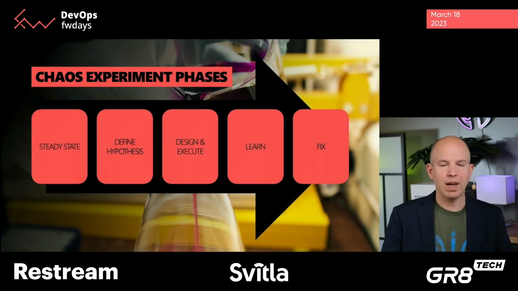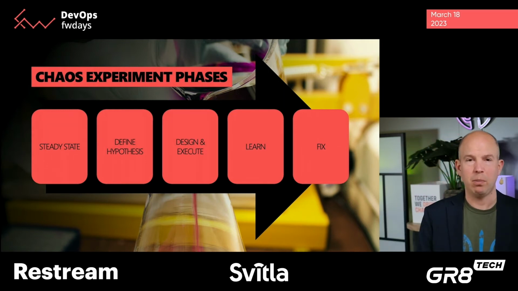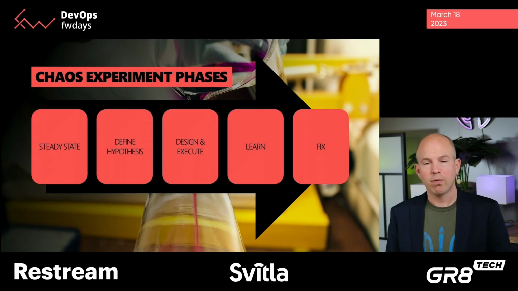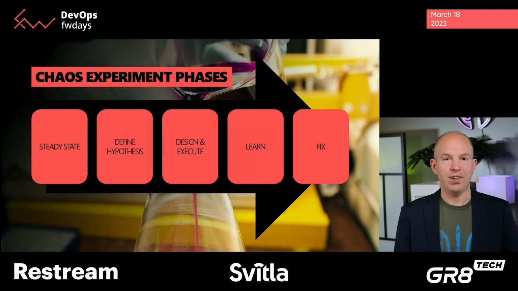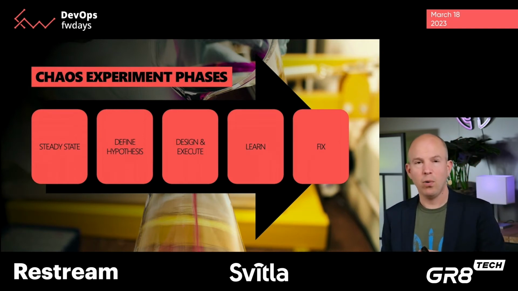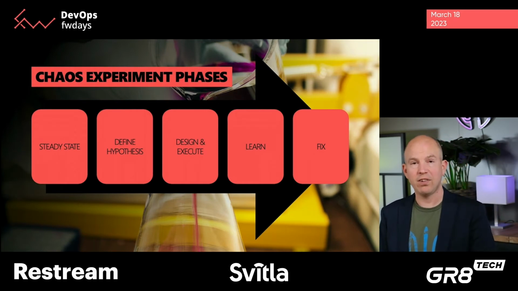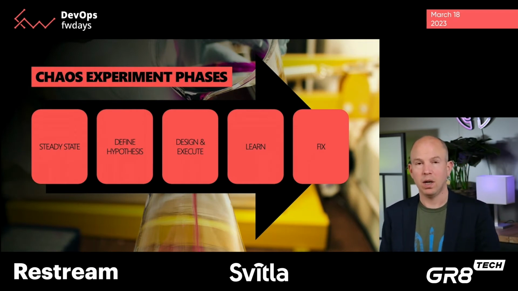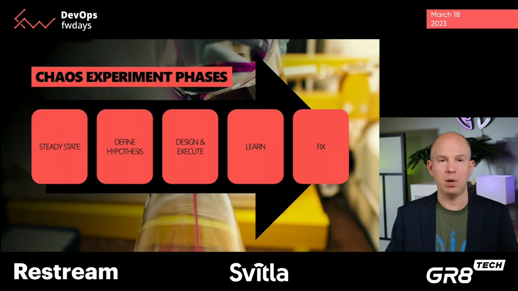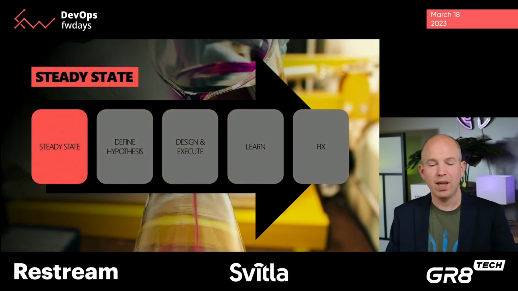So let's look at a little bit more detail about how these chaos experiments look. First of all, we start with a steady state. We all need a steady state to actually do certain experiments on. Then on that steady state, we define a hypothesis. Then we design and execute an experiment. We learn from it, and then we fix things that might be improved in the future. So let's start off with our steady state.